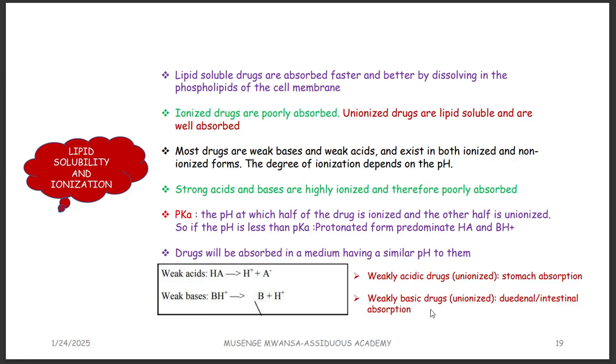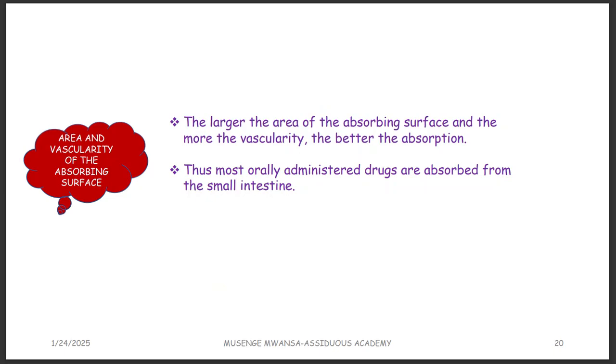While weakly basic drugs, they are going to be absorbed in the small intestines like the duodenum. Why? Because that area is alkaline, and these are weakly alkaline also, and they are unionized. Not the ionized, because the ionized guys fail to be absorbed because they can't pass through the cell membrane. Hope that makes sense. The area and vascularity of the absorbing surface is also very important.